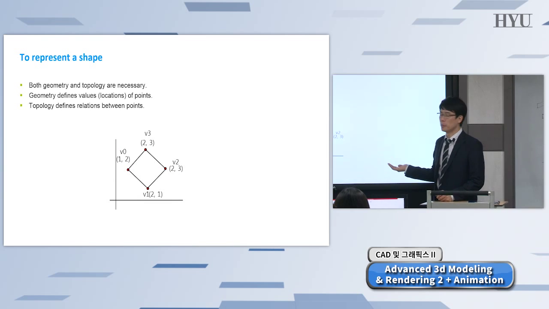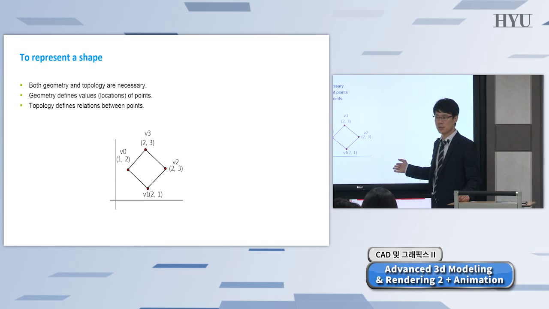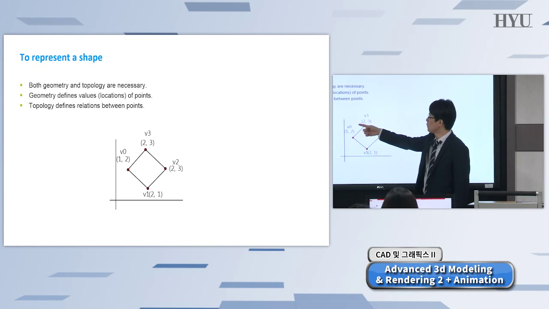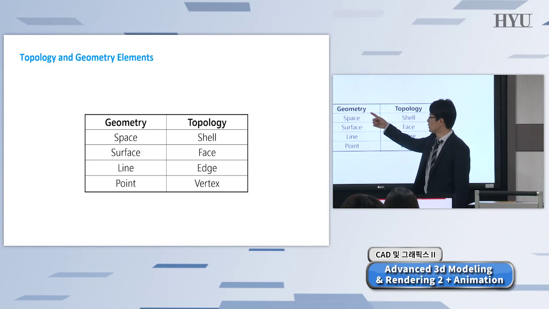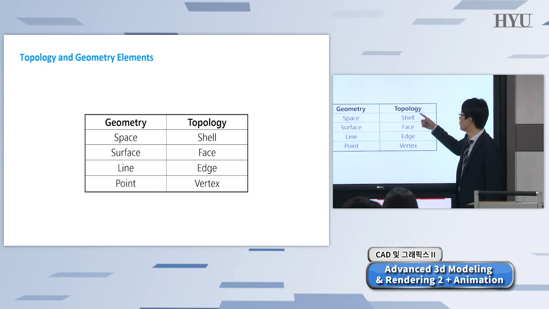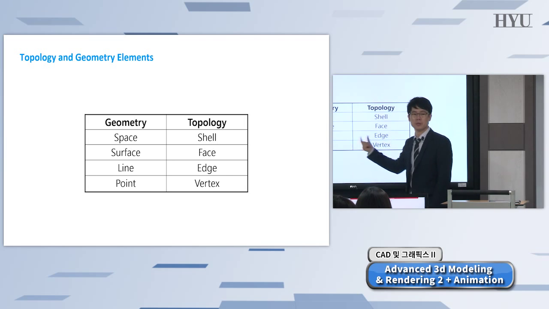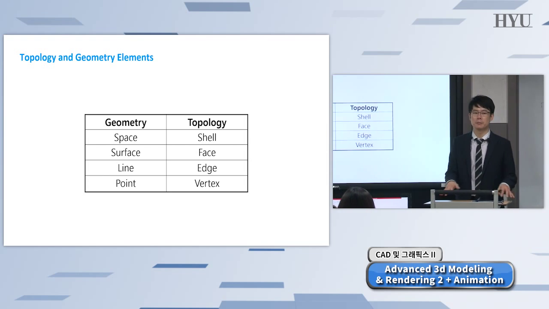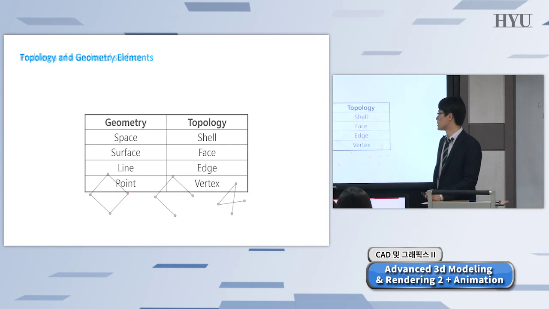So both geometry and topology are necessary for a valid definition by computers. In terms of mathematics, we need to define both geometry and topology without any problem. Geometry defines values of points. Topology defines relations between points. So here are the terms. Geometry terms: space, surface, line, point, and topology terms: shell, face, edge, vertex. So you can find those terminologies in your 3D Max interface, Rhino interface, or your own scripting to create your own shapes, okay, in the 3D world, 3D computers.